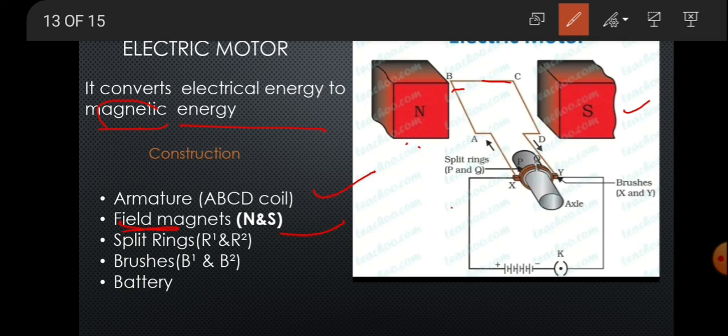And next are the brushes. X and Y are called brushes. They are attached to the split rings. They provide contact between the battery and the split rings. This is the battery. Basically its function can be understood through Fleming's rule. According to Fleming's rule, current is flowing in that circuit.